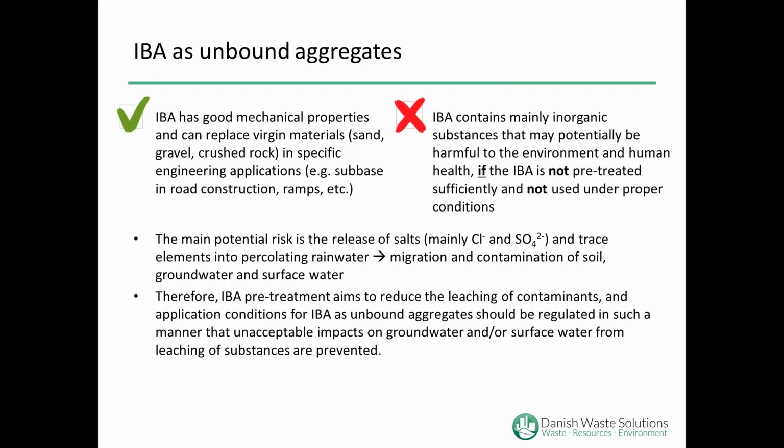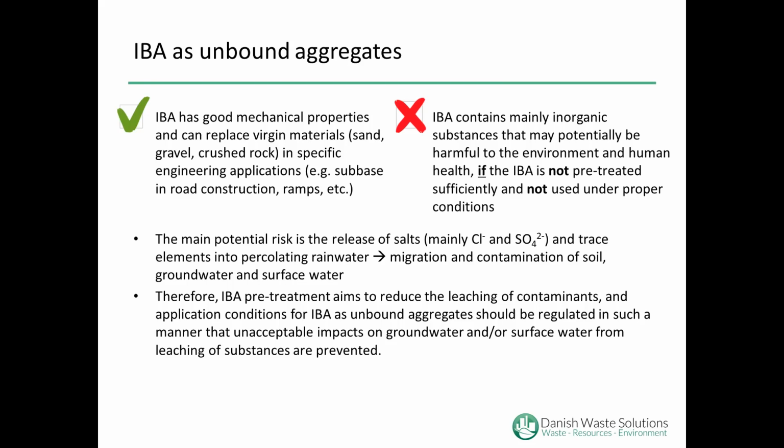The bad news is that bottom ash is not inert, and it also contains mainly inorganic substances that may be potentially harmful to the environment if the bottom ash is not pre-treated correctly and/or if it's not used correctly. And the main potential risk is in the leaching of elements from the bottom ash, specifically salts and trace metals.